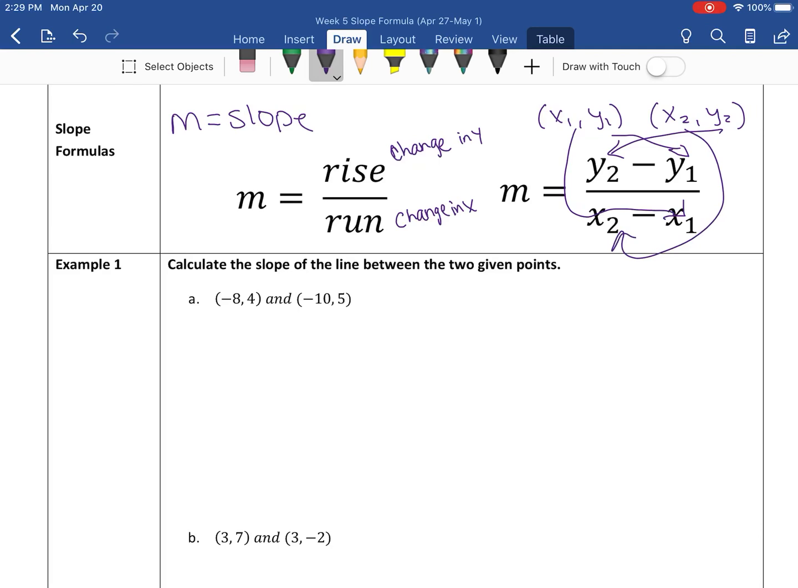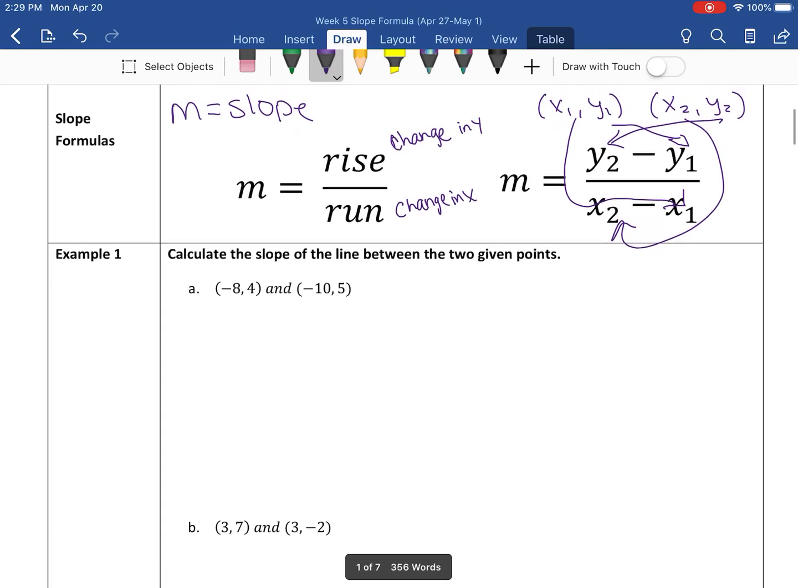So example 1, we want to calculate the slope of a line between the two given points. Well, we're given the points for letter A, (-8, 4) and (-10, 5). So we are going to end up using this m equals y2 minus y1 divided by x2 minus x1. And so we're going to start off, and we're just going to label our points.